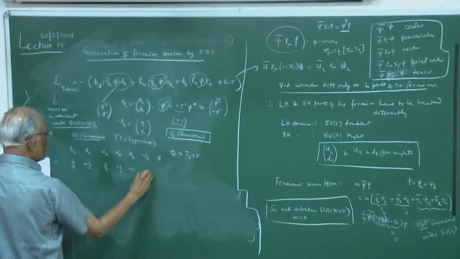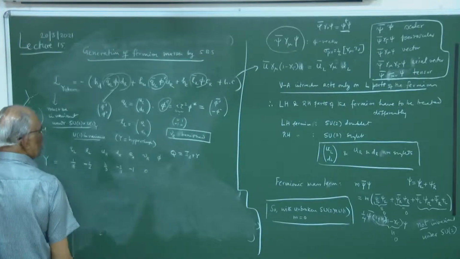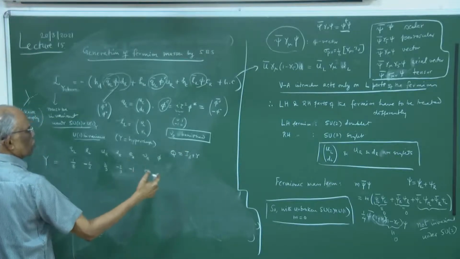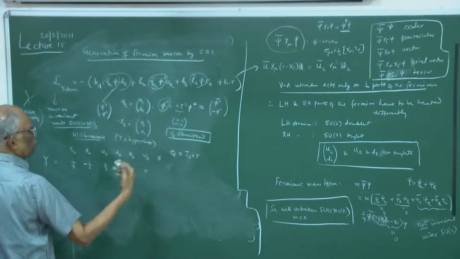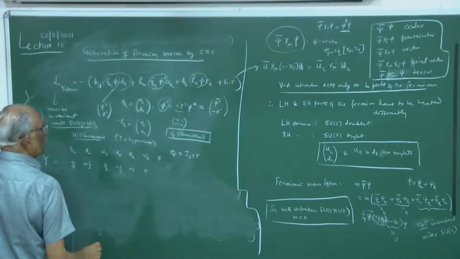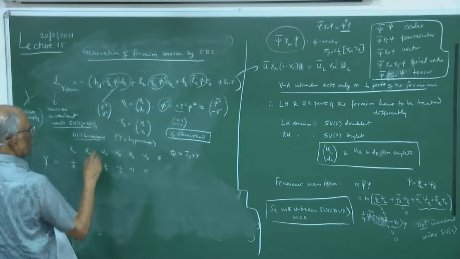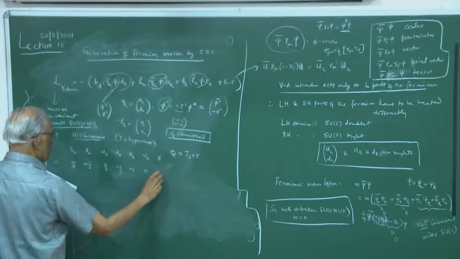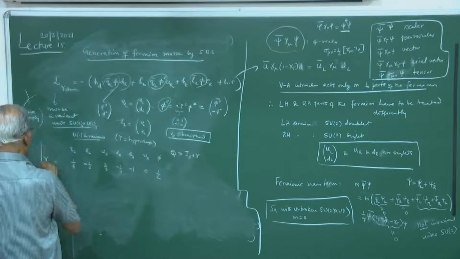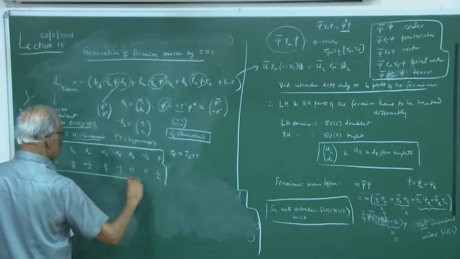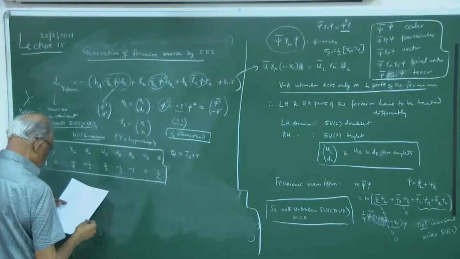And for nu R, it will be 0, because electric charge is 0 and I3 also is 0 because it is right-handed. This I is the left-handed I, remember, left-handed SU(2). And for phi, again substitute the charge assignment I have already given, and you will find it is equal to plus half. So that is the table of hypercharges, which completes our discussion.